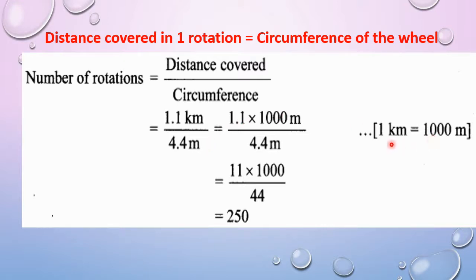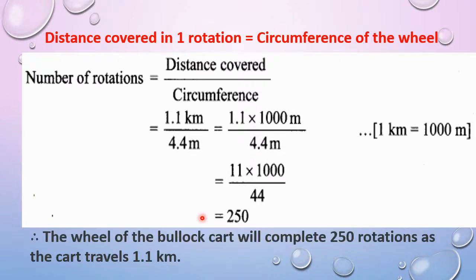We already know that 1 kilometer is equal to 1000 meter. So 1.1 multiplied by 1000 meter upon 4.4 meter. So you will get 11 multiplied by 1000 upon 44. So when you multiply and divide, you will get 250. So number of rotation is equal to 250. Therefore, the wheel of a bullock cart will complete 250 rotation as the cart travels 1.1 kilometer.